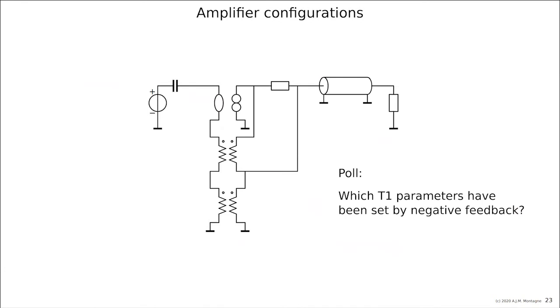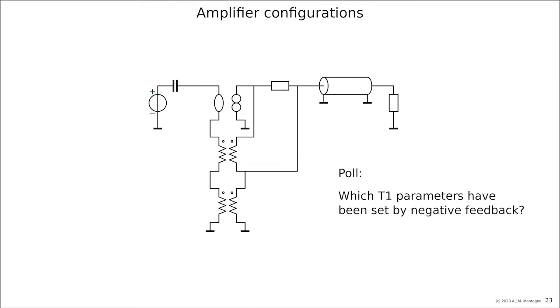So we have a few amplifier configurations with negative feedback, and we want to check if you are still familiar with the concept of sensing in series and in parallel, and comparison in series and in parallel. So we've shown you some configurations here, and we would like to ask you which parameters have been set by negative feedback.